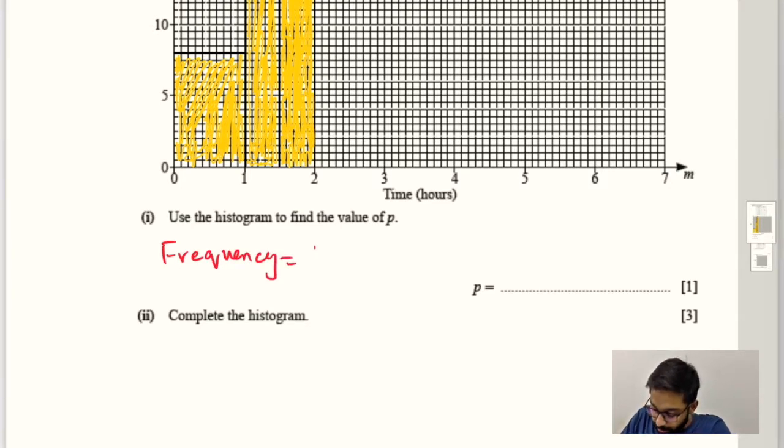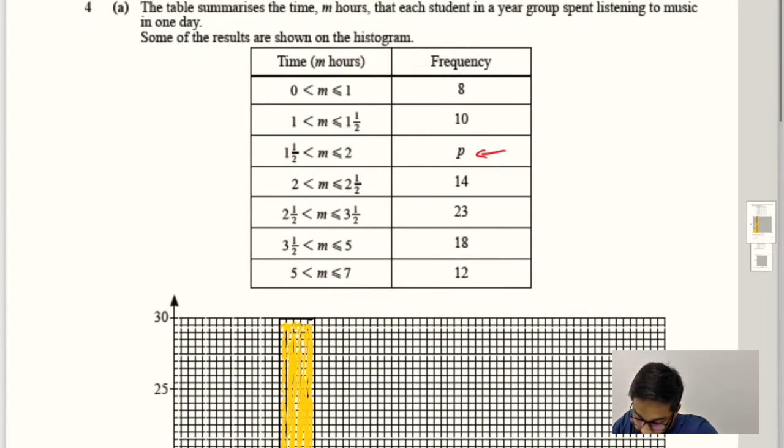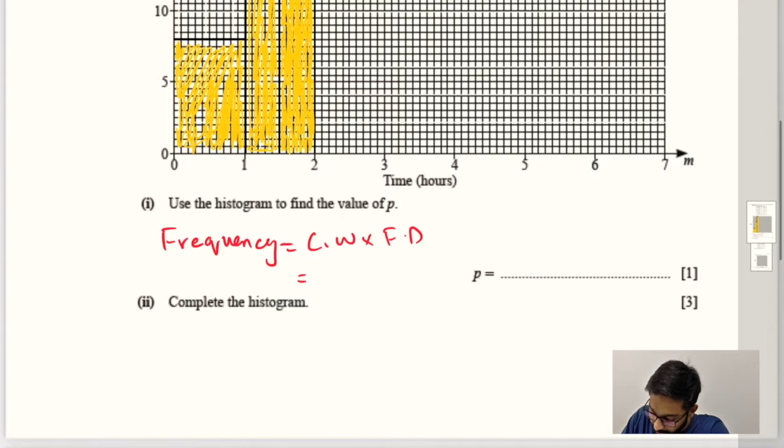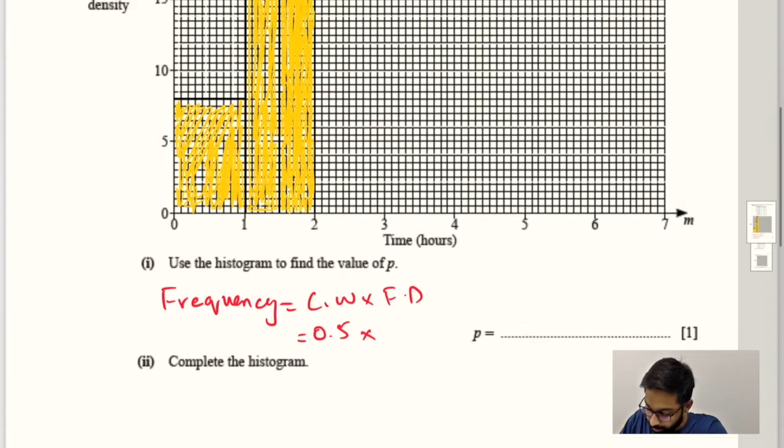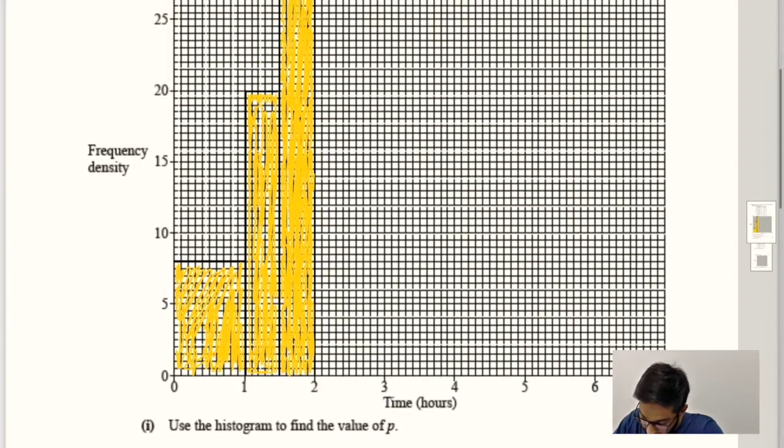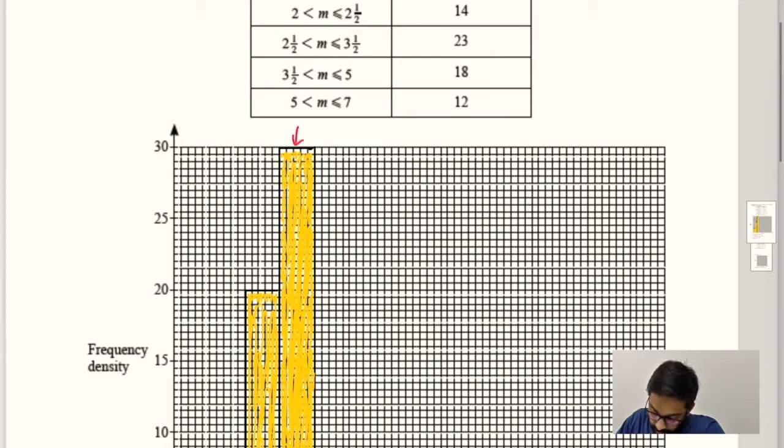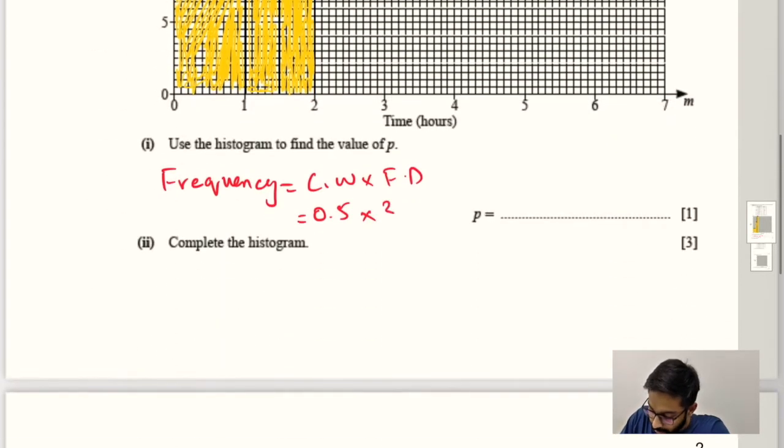You multiply the class width by the frequency density. So the class width for P is between 1.5 and 2, so that means it's 0.5. 0.5 gets multiplied by the frequency density of that, which is 30. You get 15. Of course, half multiplied by 30 is going to give you 15. So the value of P is 15.